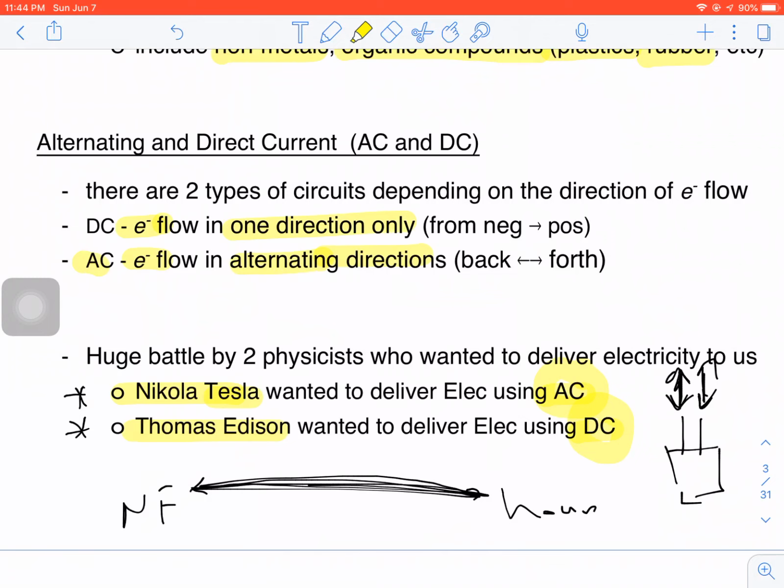Now, for my charger for my laptop, I've got the plug here.